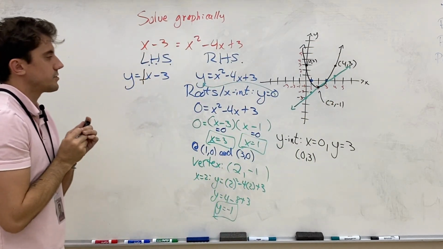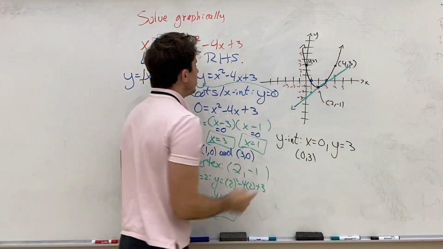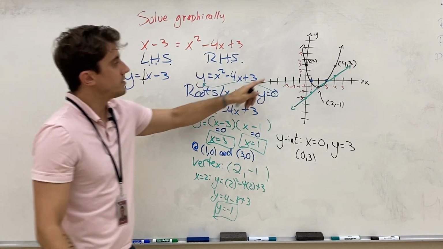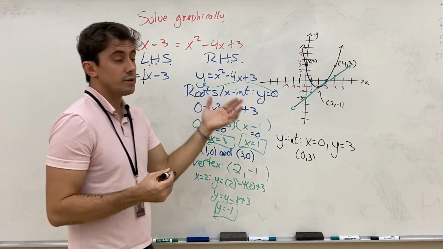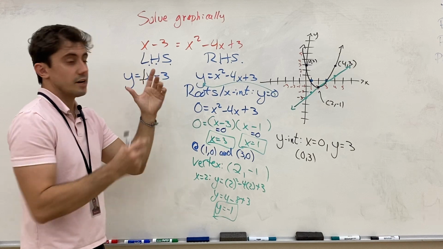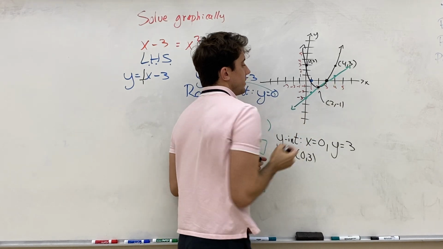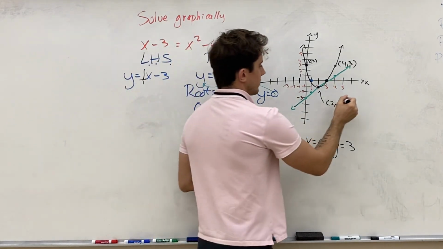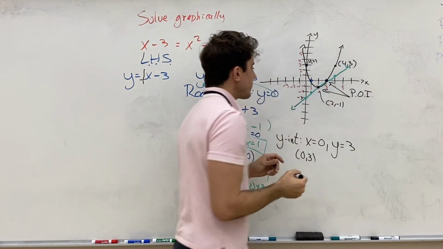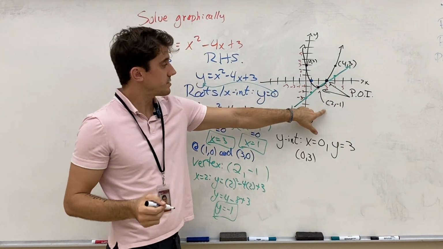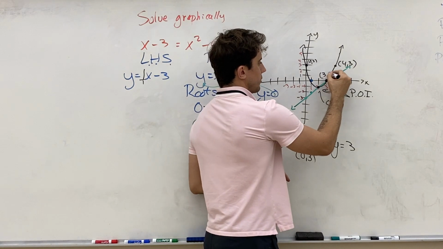So now we have both functions graphed on the same set of axes. We have the left-hand side, the line y is equal to x minus 3 in green. We have the right-hand side, y is equal to x squared minus 4x plus 3 in black, in this parabolic shape. Now, to solve the equation, we're looking for the 2 points of intersection, the points where the curves cross on the graph, which you'll notice is here and here, okay? Those are our 2 points of intersection. One is at the vertex, so it's at 2 and negative 1, and the other one is at this x-intercept, which is found at 3, 0.